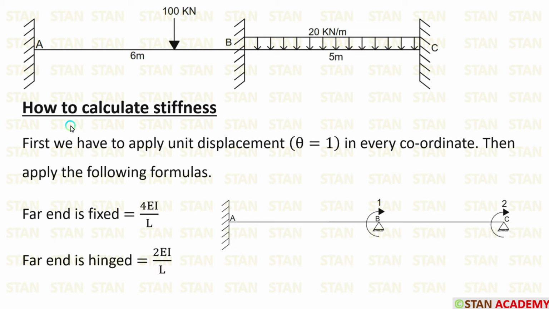Now let us see how to calculate the stiffness values. For calculating the stiffness values, we have to apply the unit displacement, that is theta is equal to 1 radian in every coordinate. In this problem, we are having 2 coordinates. In the point B and in the point C, we are having the coordinates. So we have to apply the unit displacement in these coordinates one by one. Then we have to apply the formulas. If the far end is fixed, the formula is 4EI by L. If the far end is hinged, the formula is 3EI by L.